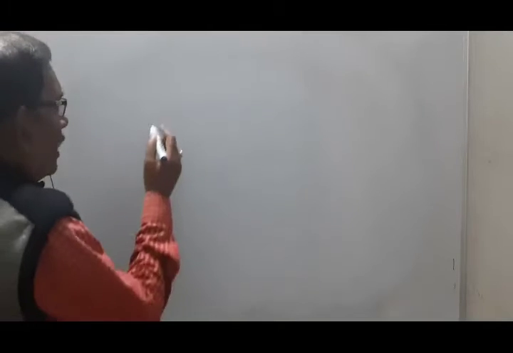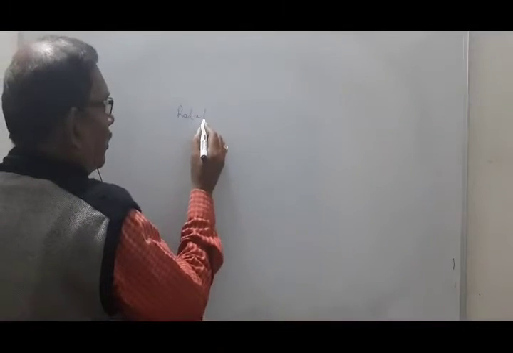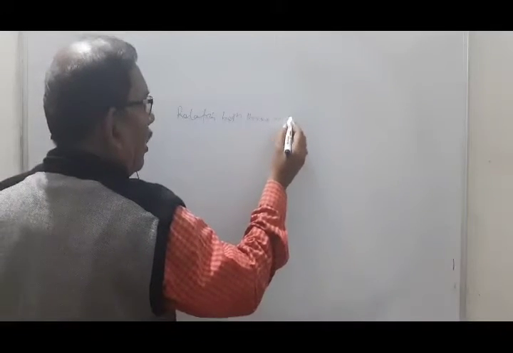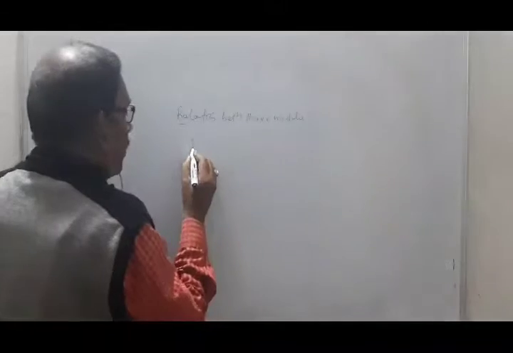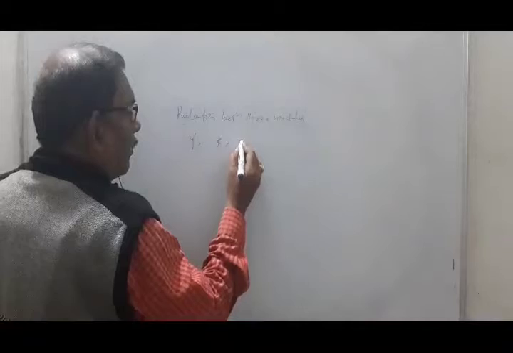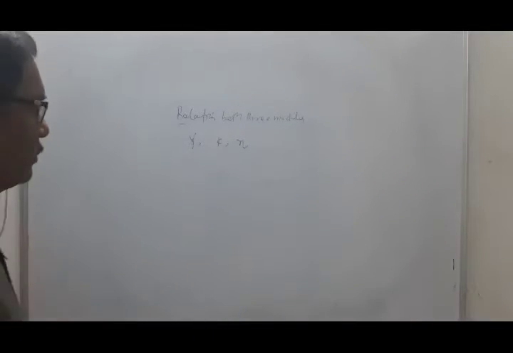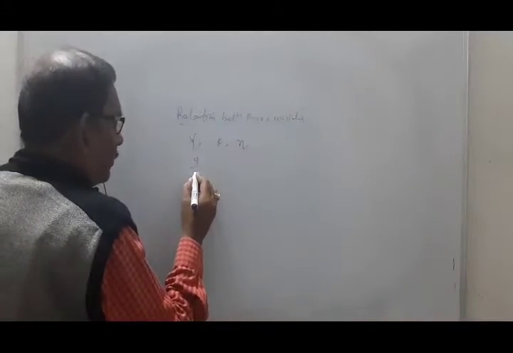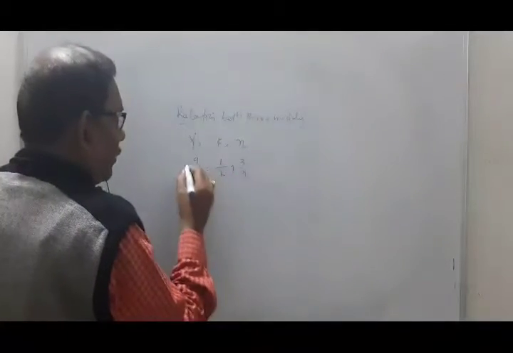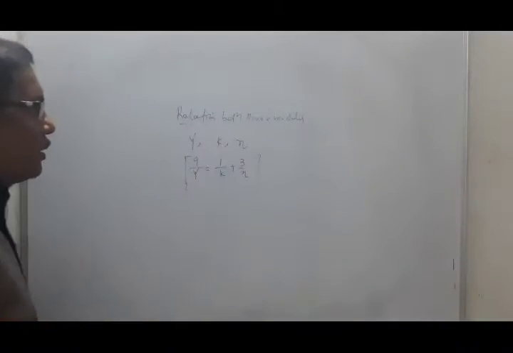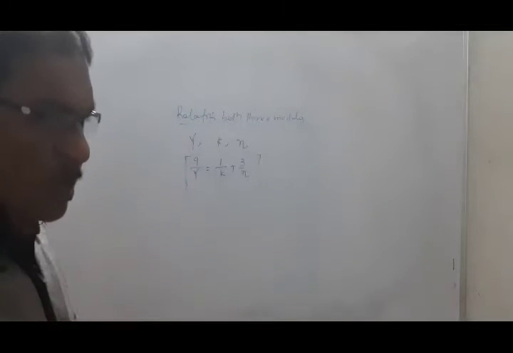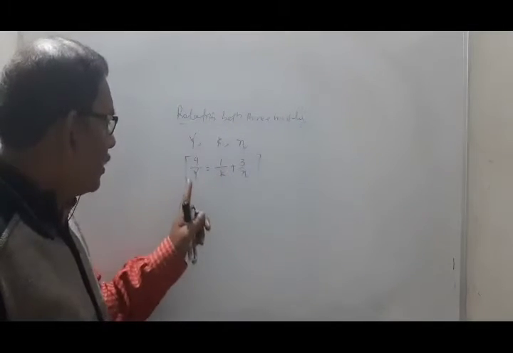Okay. Now the relation between the three moduli: Young modulus, bulk modulus, and the modulus of rigidity. It is 9 by Y equals 1 by K plus 3 by eta. This is the relation between the three types of modulus. If any question comes, you have to solve it in this way. Two values are given and you have to determine the third.